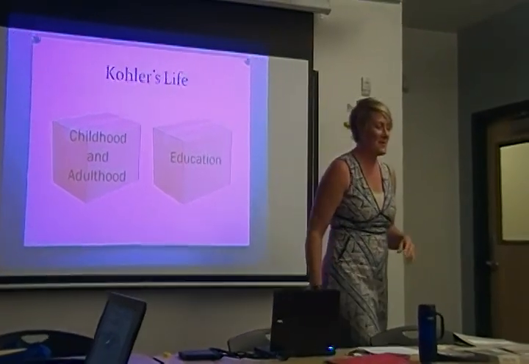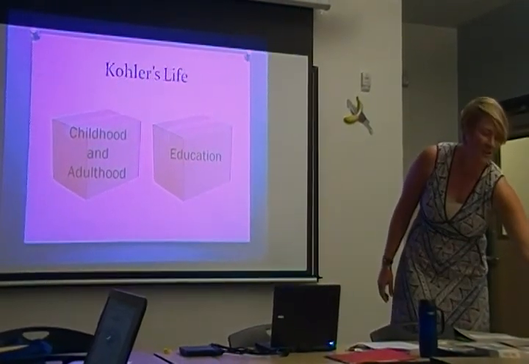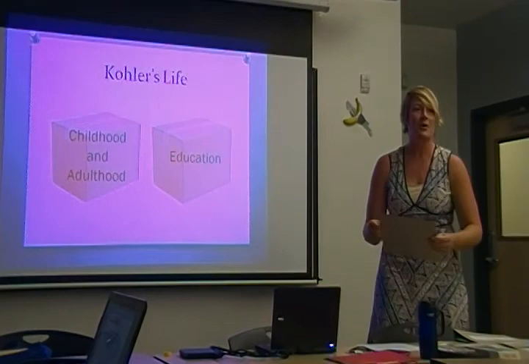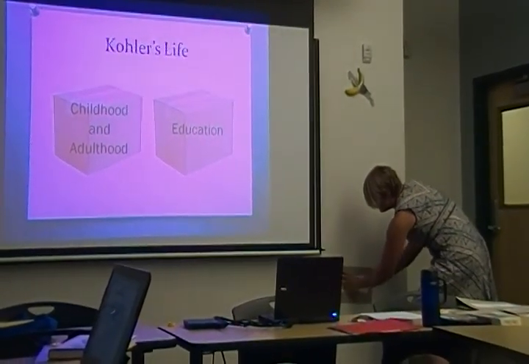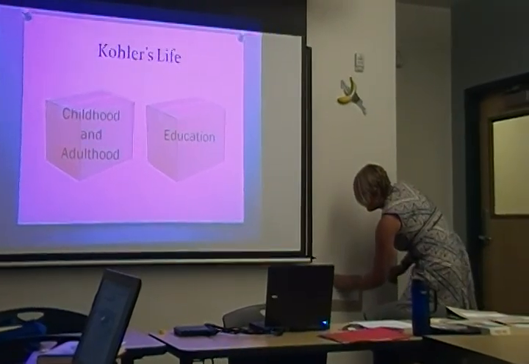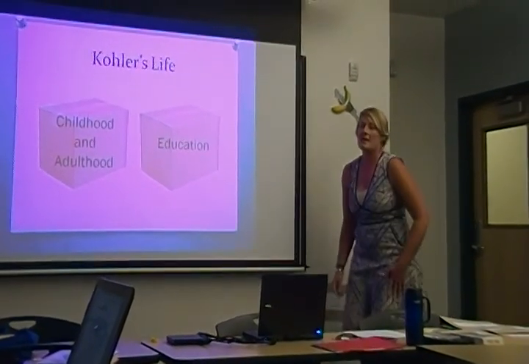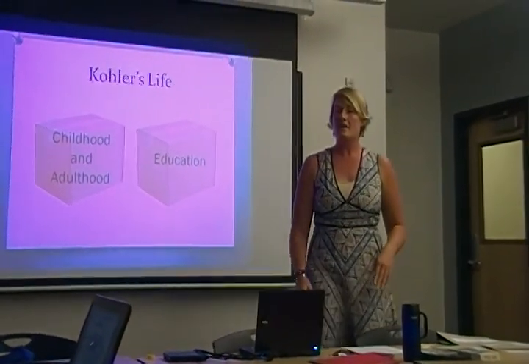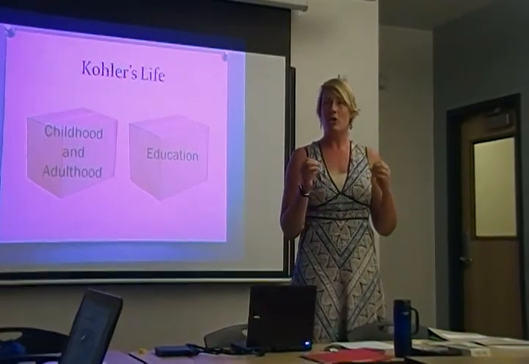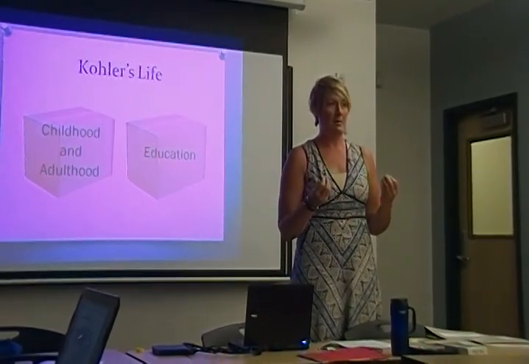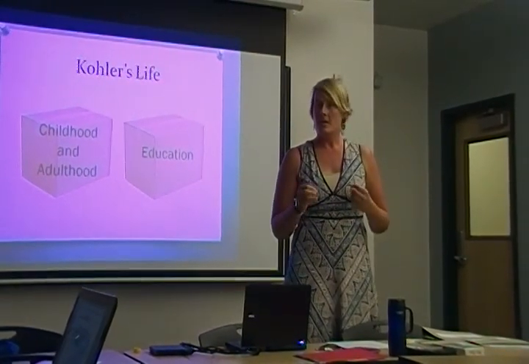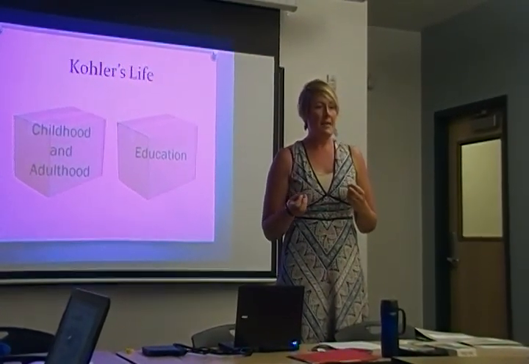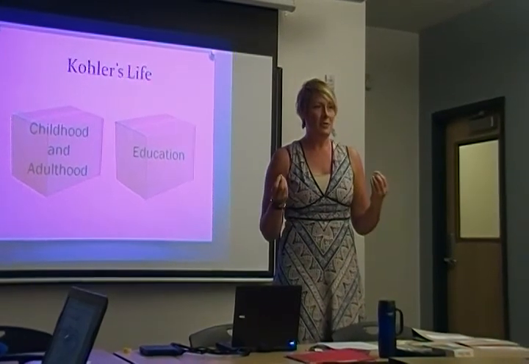Okay, so the first topic we're going to discuss is Kohler's childhood and adulthood. I'm going to go ahead and put it down here so that we can start building up to my banana. What I would like you to do as we go through each box is write down at least one interesting thing that you learned as I was speaking about that particular box. So this particular topic is childhood and adulthood. That's all you're going to do. It doesn't have to be anything fancy, just something that interests you.